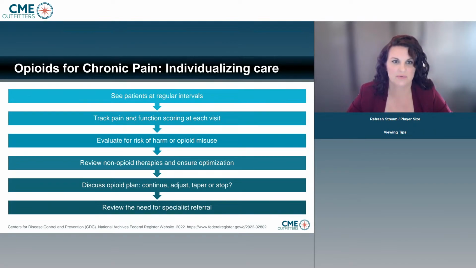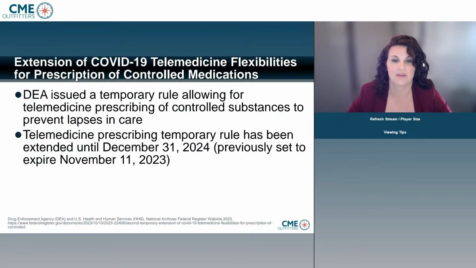Always evaluating for risk of opioid misuse. Optimizing others, like I mentioned, and then referring to specialists as needed and assessing whether or not we need to adjust, taper, or modify their medication regimen in any way.